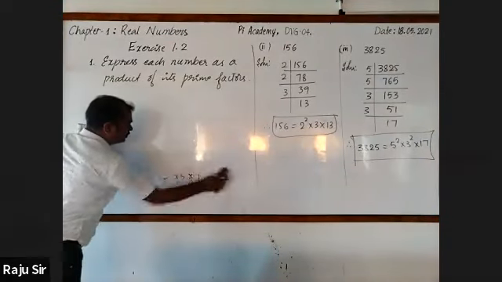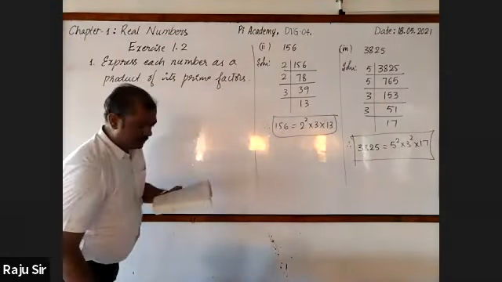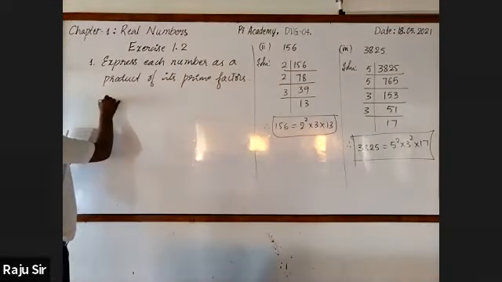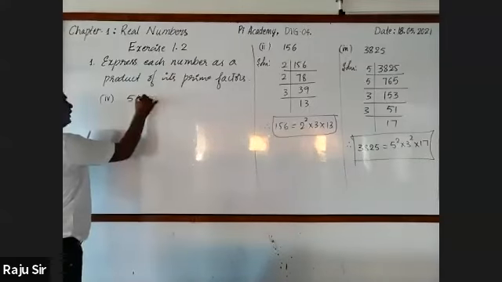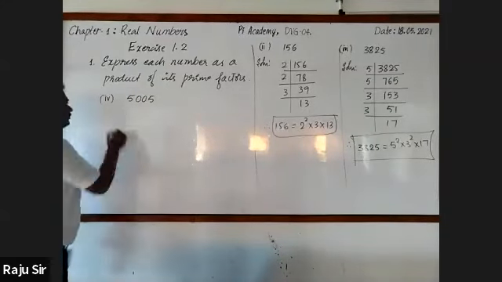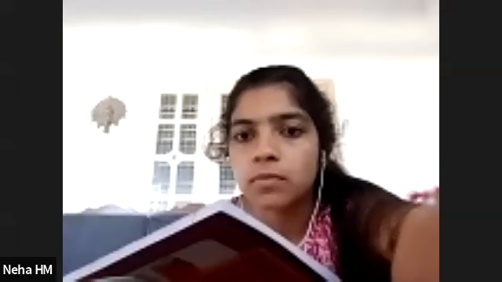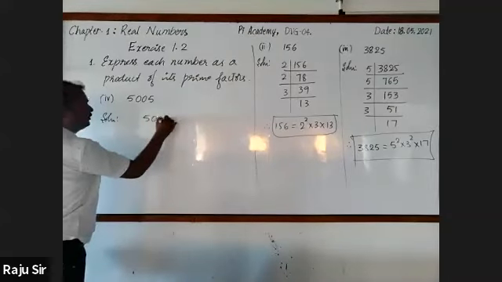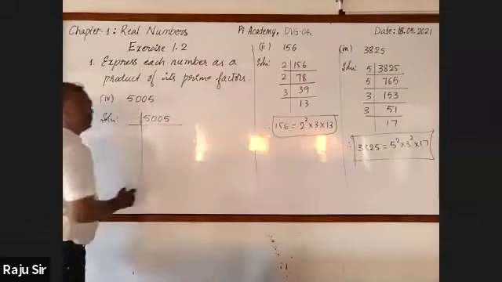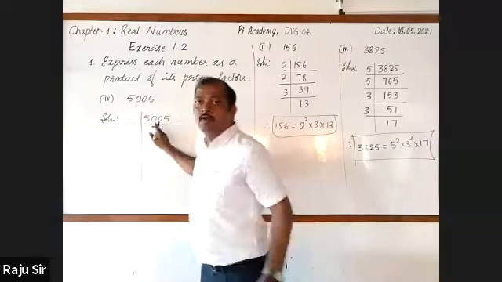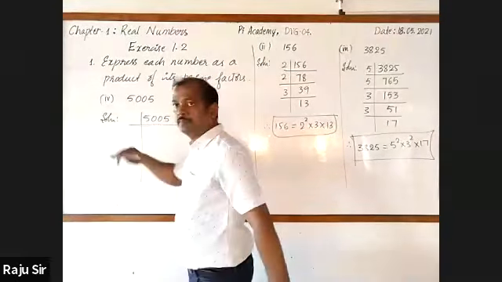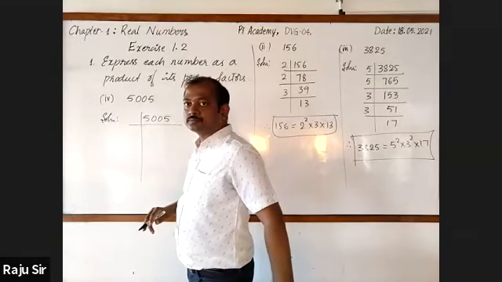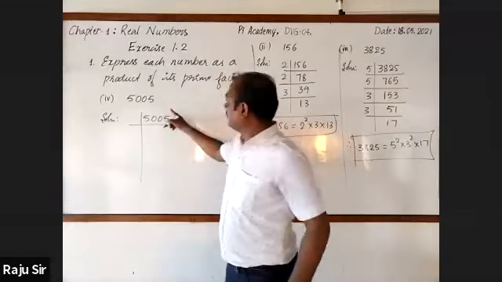Now we are moving to the fourth one. The fourth sub question is 5,005. One student has sent a message. Okay, let's see. Observe. Here, the number ends with 5.